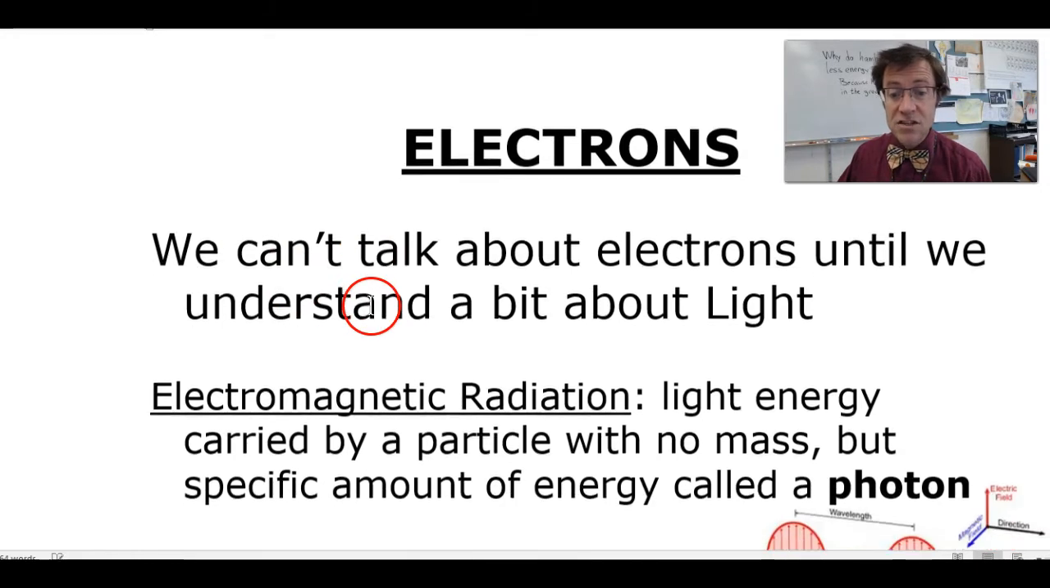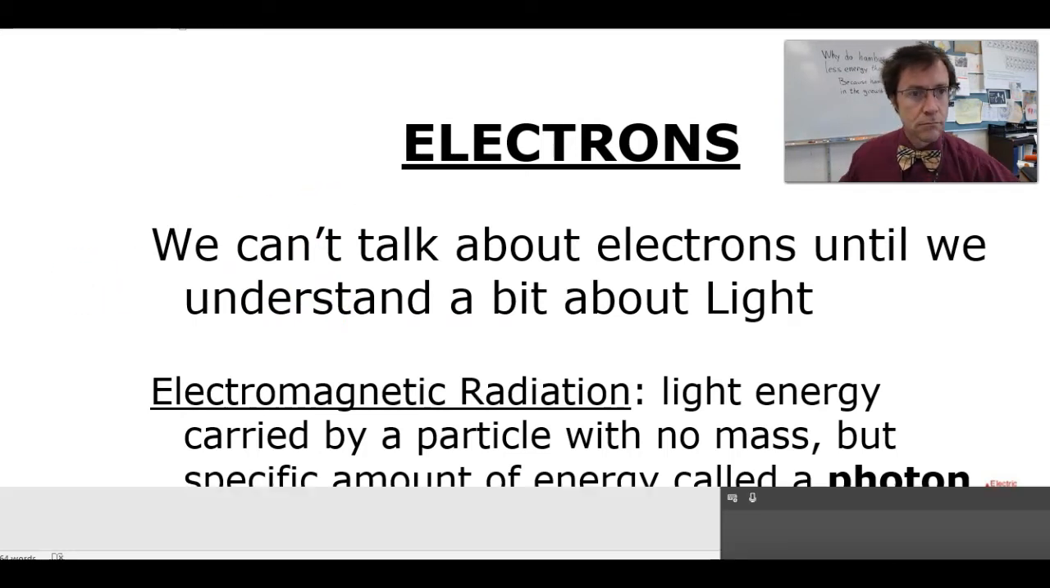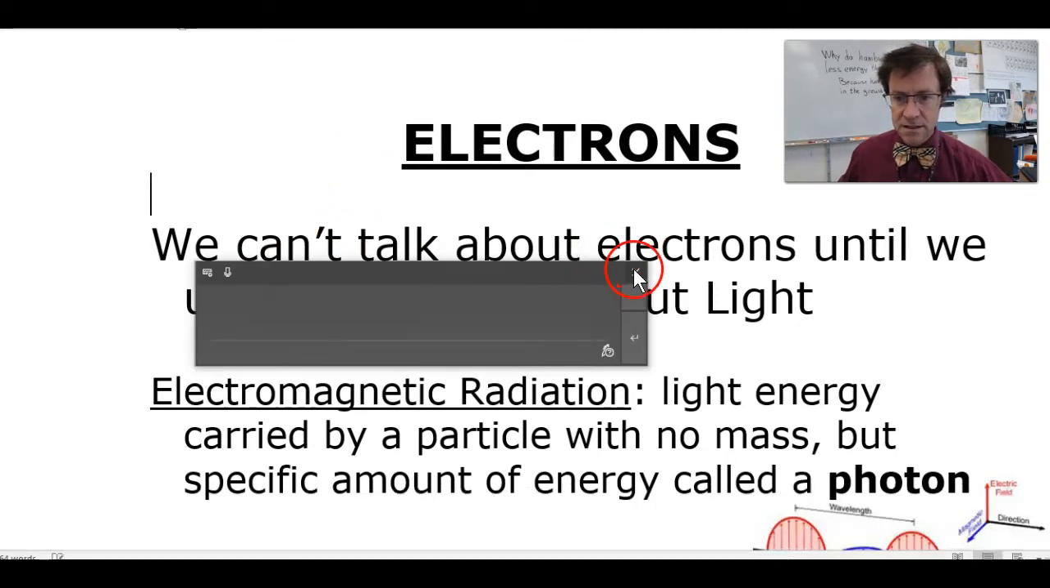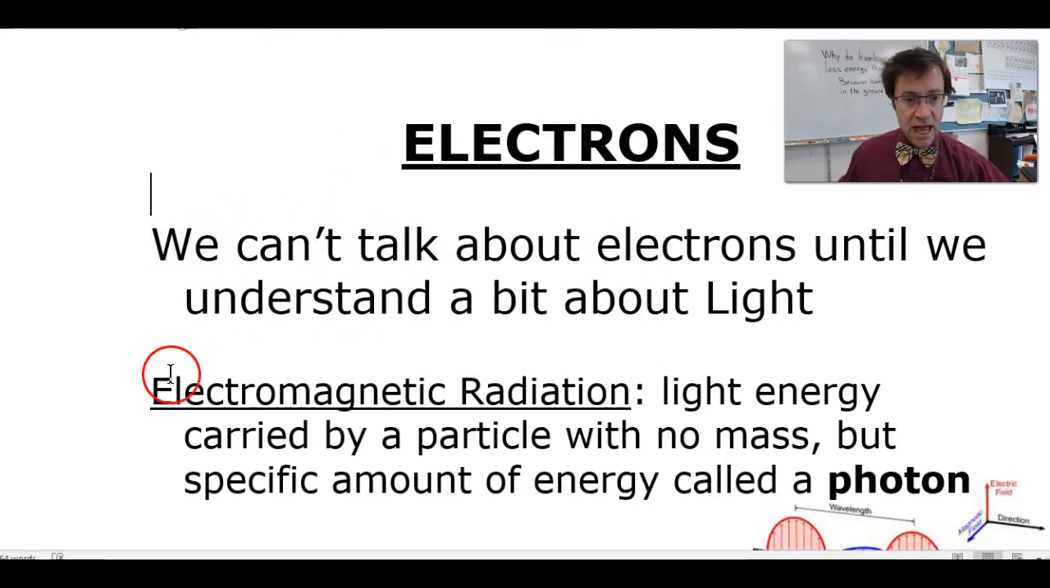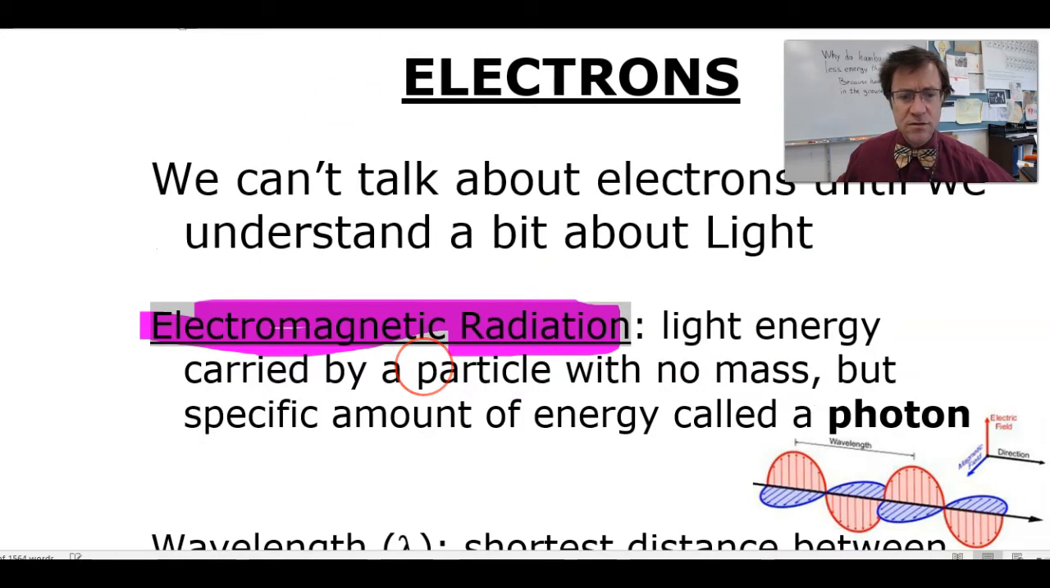So light is called electromagnetic radiation. If that's not a vocab term, I don't know what is. Give me a second. All right, I'm back. Sorry, minor technical pen difficulties. So yeah, electromagnetic radiation. This is your new vocab word for today. Basically, it's the fancy term for light. That's really all it is.